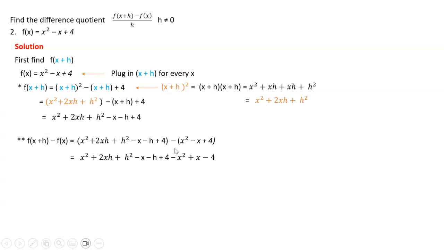X squared will give us negative x squared. Negative 1 times negative x will give us a positive x. And finally, negative 1 times positive 4 will give us a negative 4. Now here we get to combine terms.